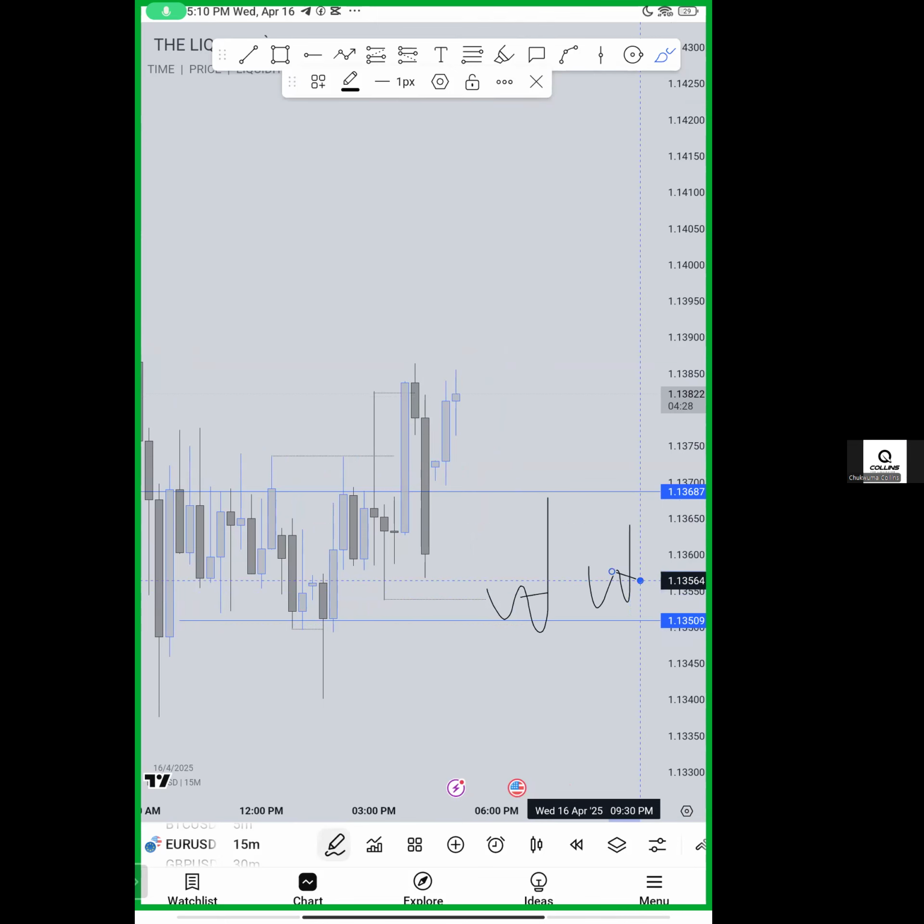You guys should also monitor Euro USD on this 15-minute time frame. Maybe you can write down the number, 1.3509. Look out for this level. Let's see if price gives us the confirmation.